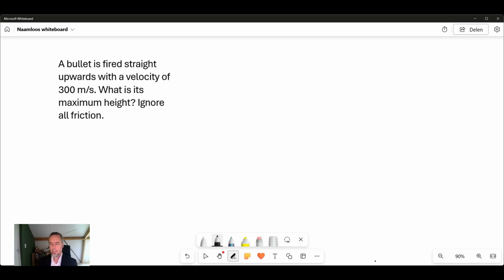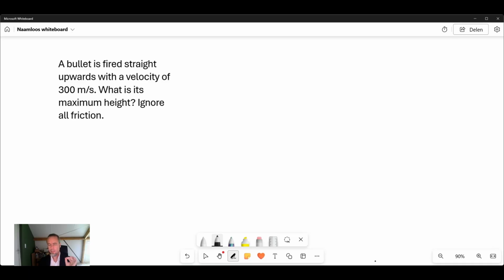Hi, today I'd like to show you how to tackle this physics problem without any calculations on energy. It says a bullet is fired straight upwards with a velocity of 300 meters per second. What's its maximum height? Ignore all friction.